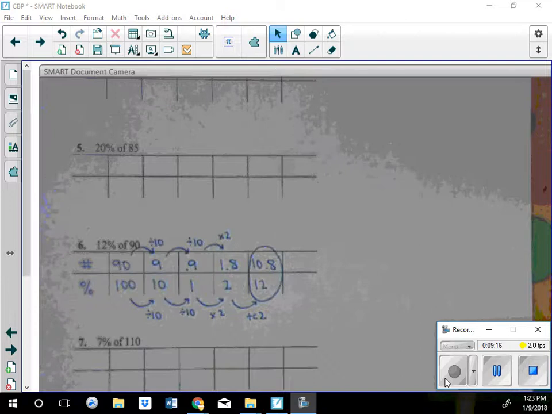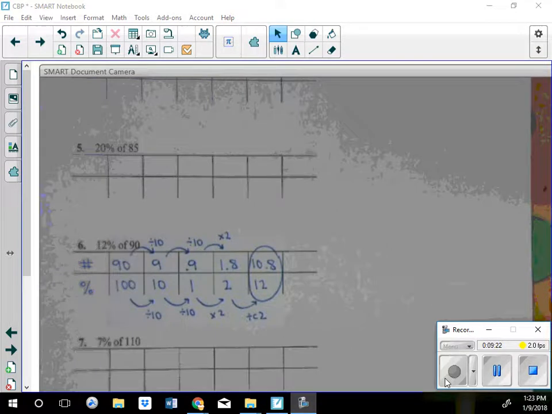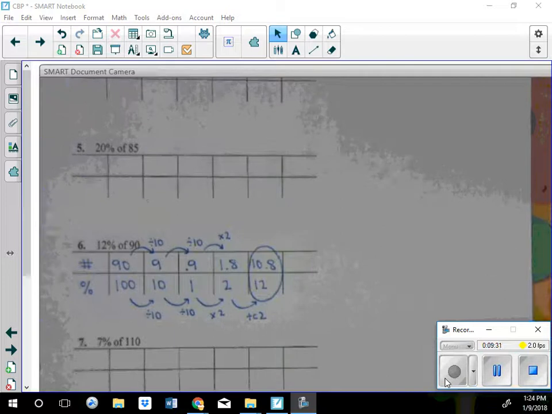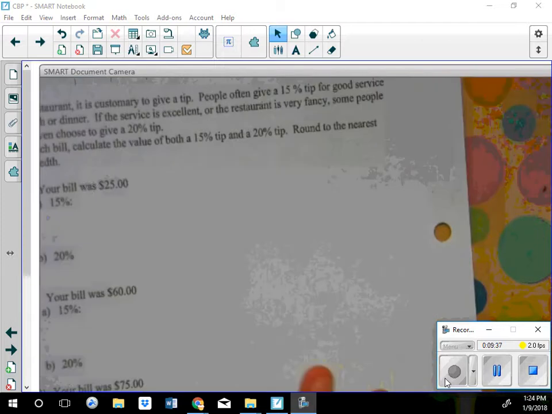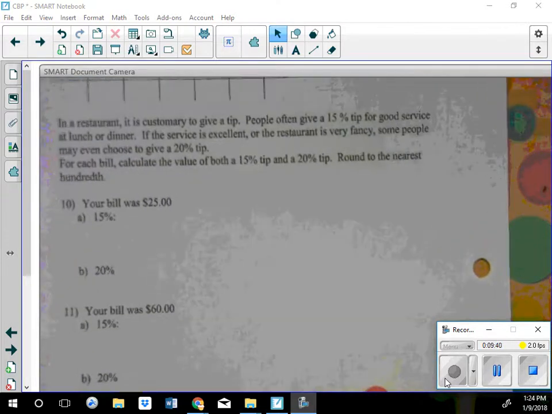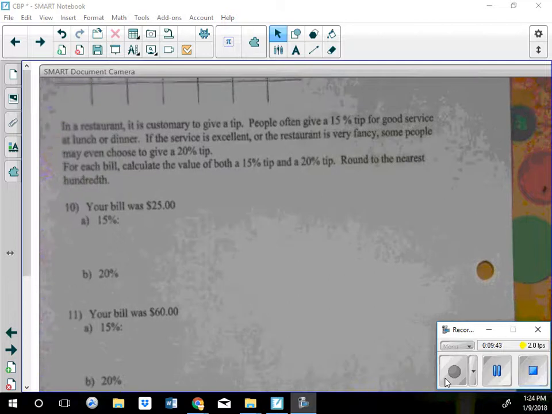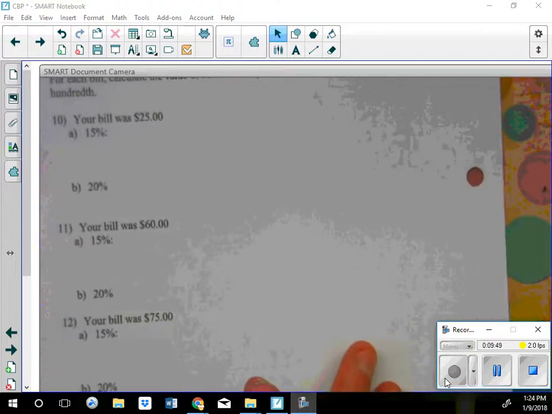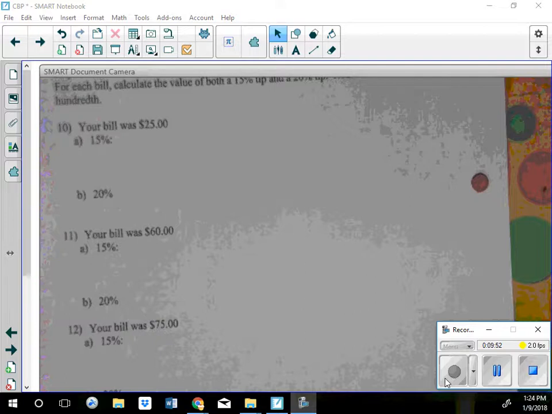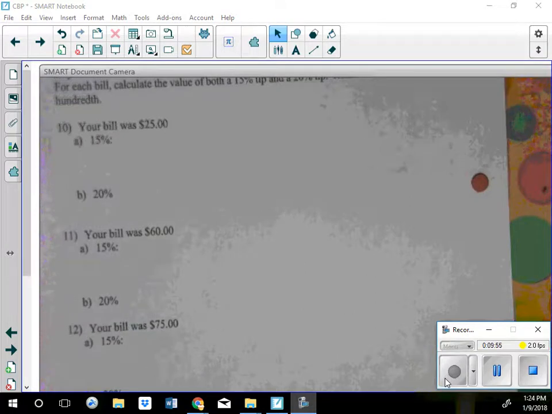How many of you have ever been to a restaurant? How many of you have been to a restaurant where you sit down and you pay your waiter or waitress, your server, a little bit of extra money? Yeah, a tip. So sometimes people tip 15%. If they had really good service or they're somewhere very fancy, they might choose to give a 20% tip. So we're going to look at this, and then you guys are going to be really good at figuring out tips. Then you should convince your family to go out to dinner so you can figure out the tip.